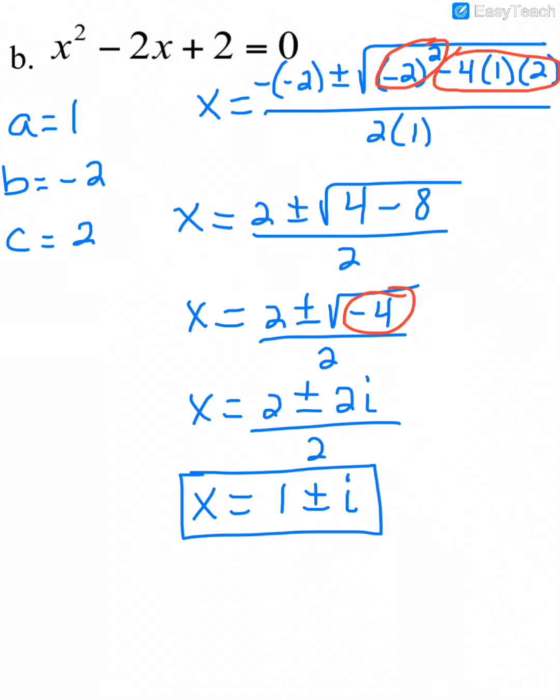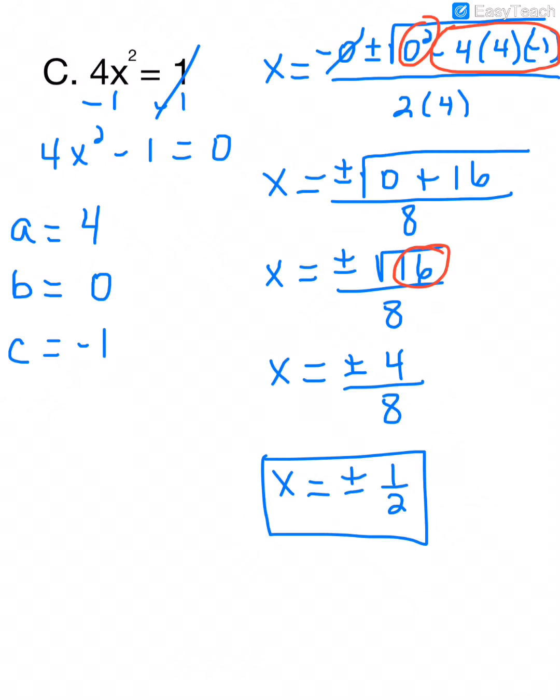Say, for example, if instead of my discriminant here being negative 4, it were 0, well, 0 would just make all of that go away. So my solution would just be 1. 2 divided by 2 is 1. So that's what it looks like if I have 0 for my discriminant. But that's how we can tell, by looking at the discriminant, the number and types of solutions we would have. And that's how we solve quadratic equations.